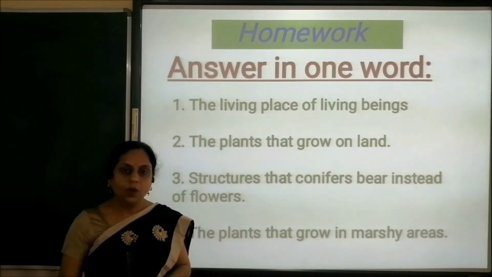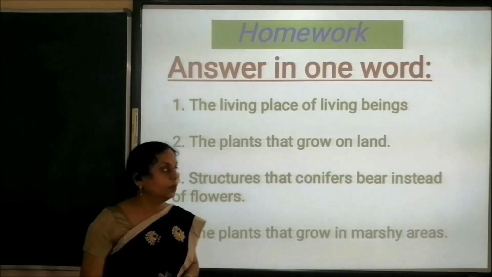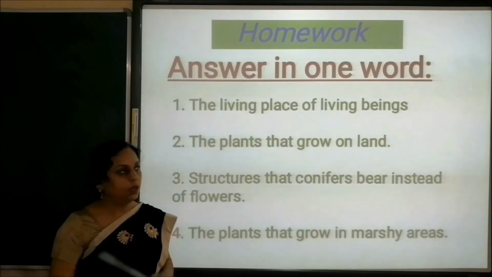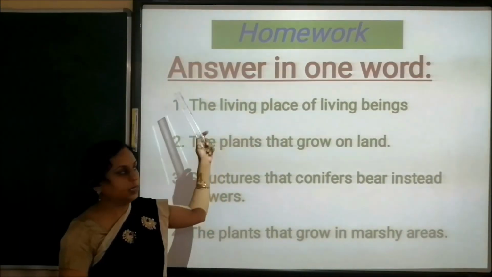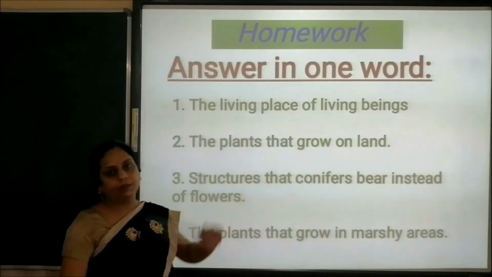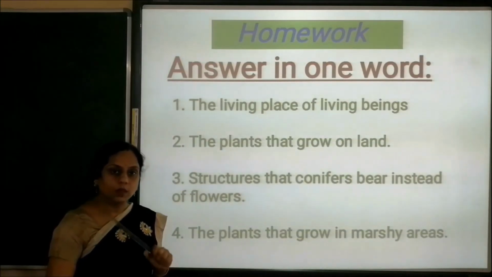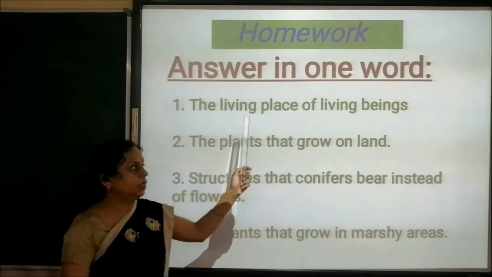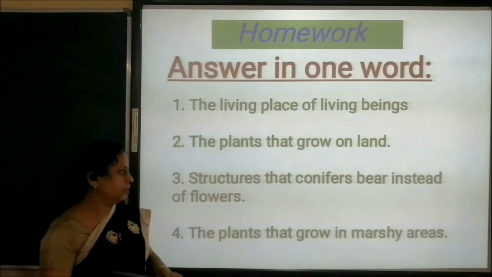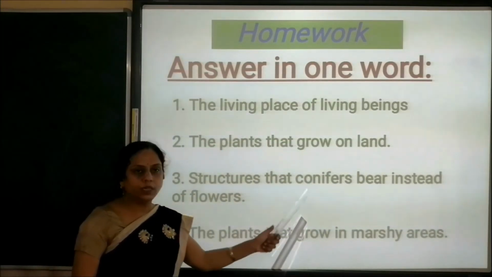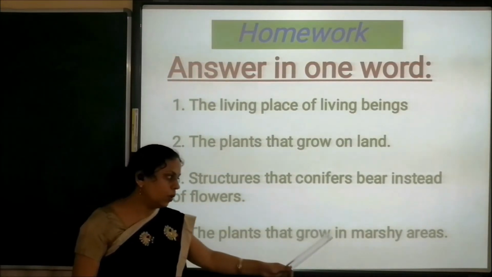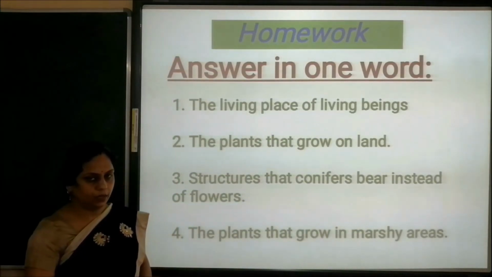So here I have homework for you. What is that? You have to do this homework in your rough copy. You have to write the answer in one word. The living place of living beings. You have to write the one word for the living place of living beings. The plants that grow on land. Structures that bear seeds instead of flowers. The plants that grow in the marshy areas.